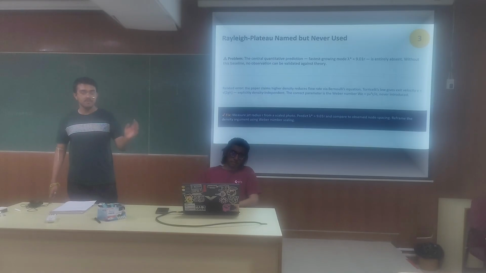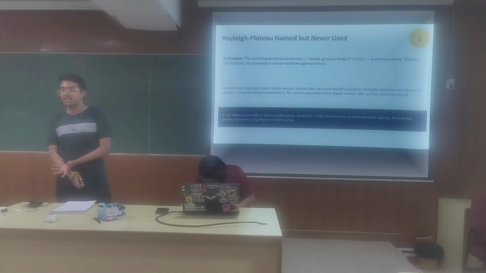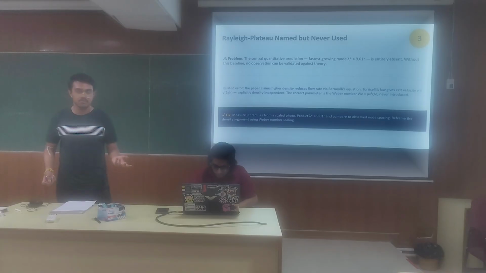The Rayleigh-Plateau instability: they have named it, but never used it. The most fundamental mode, the fastest growing mode, is lambda equal to 9.01 times the radius. They have in fact performed the experiment but never measured the wavelength lambda. They could simply use a scale or a Pascal to measure the wavelength, even know the distances, and prove this.